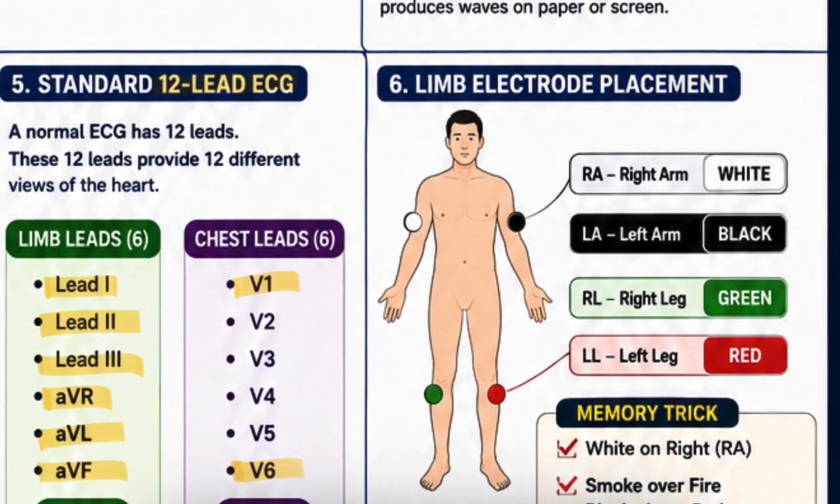So next we can see here the limb electrode placement. For example, sometimes the doctor will tell us we have to place an ECG on the patient. We have to always remember which electrode we have to place where. So that's why we have to know the colors. So here we have some colors. This is the right hand, so this is the right arm. This is the left arm. So the right arm always has the white lead. The left arm will be denoted LA, and on the left arm we can see the black lead.